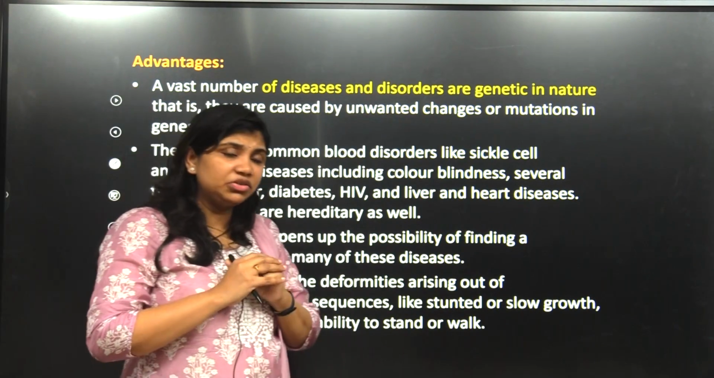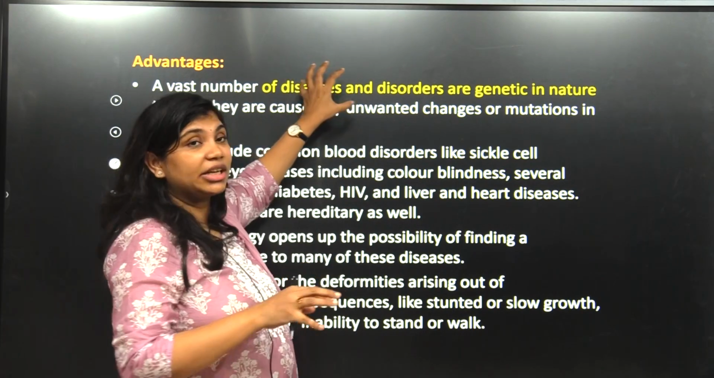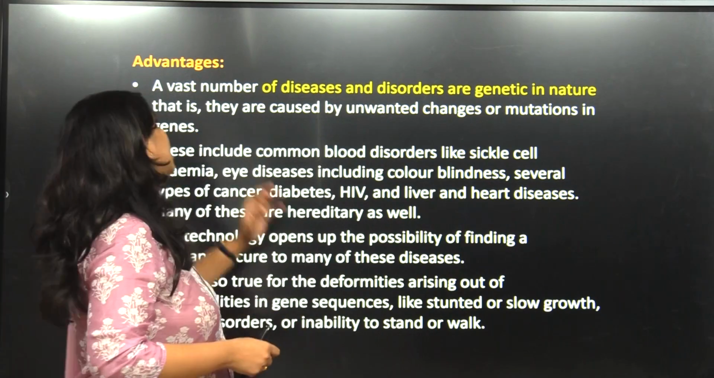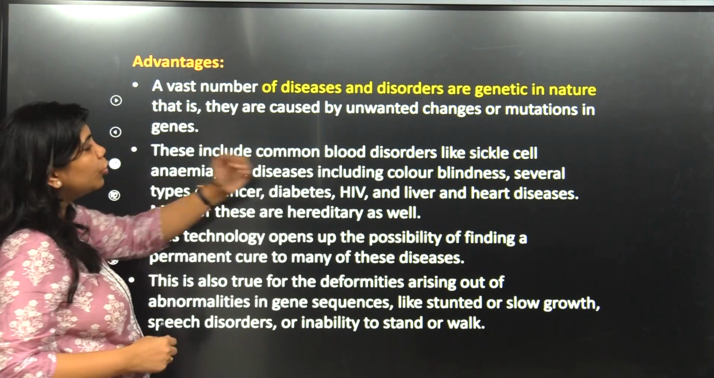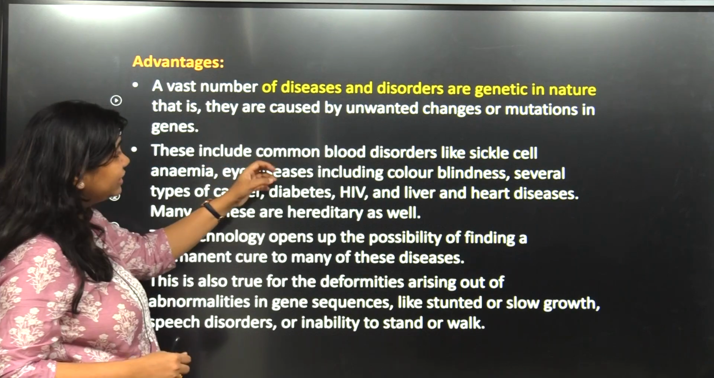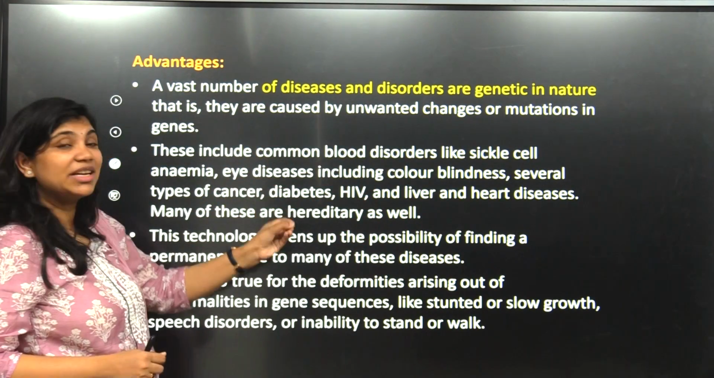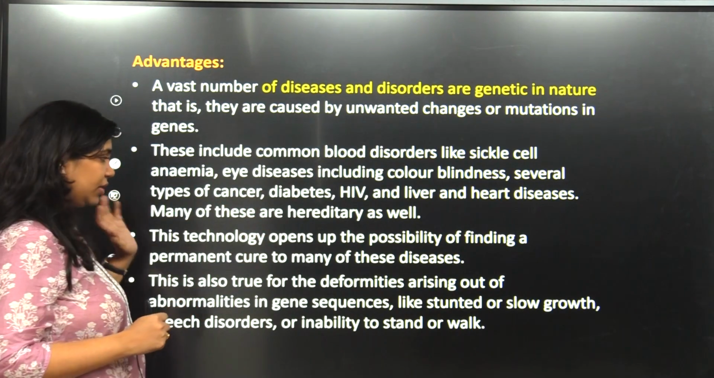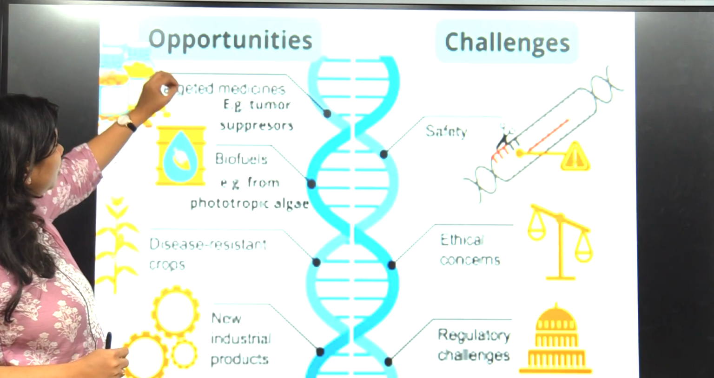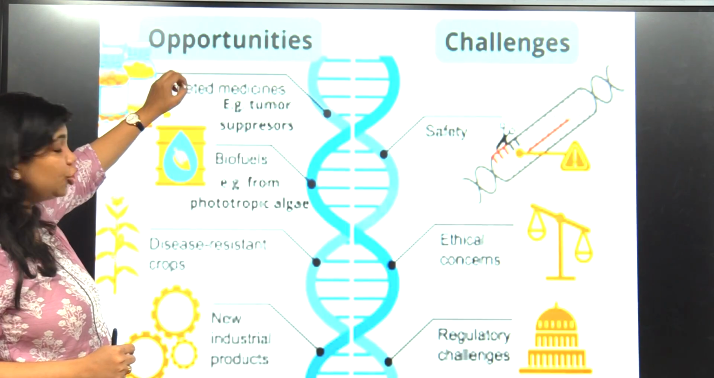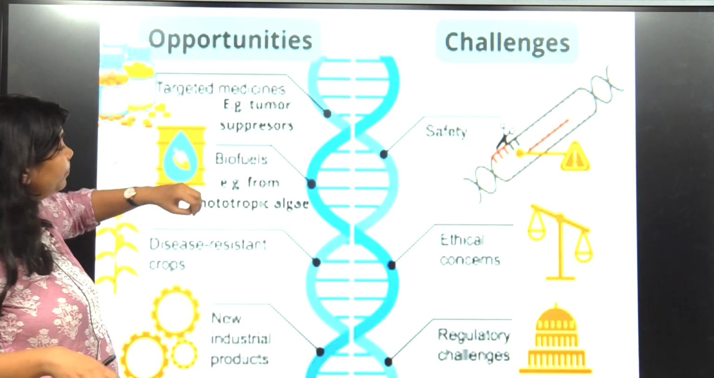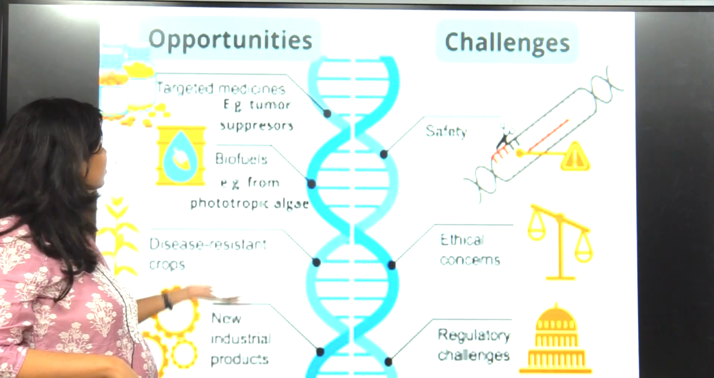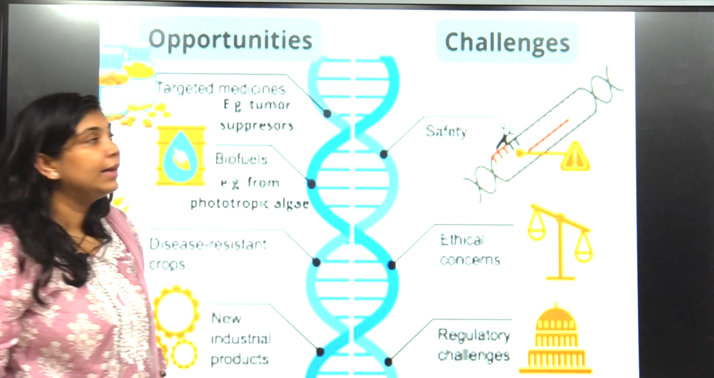The major advantage of this technology is that diseases and disorders that are genetic in nature can be cured. It could be blood diseases, majorly sickle cell, eye diseases, color blindness, HIV, diabetes, liver and heart diseases, many more applications for this genetic engineering. We can develop medicines for tumors, especially genetic cancers. We also have applications in biofuels, crops, and industrial products. We have huge opportunities for this technology.